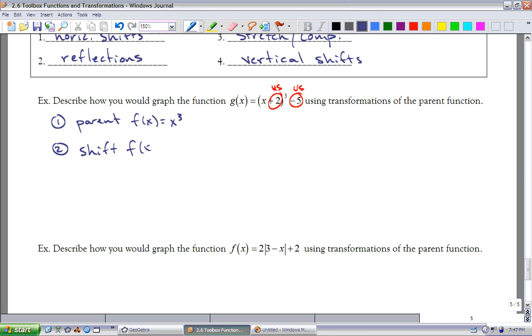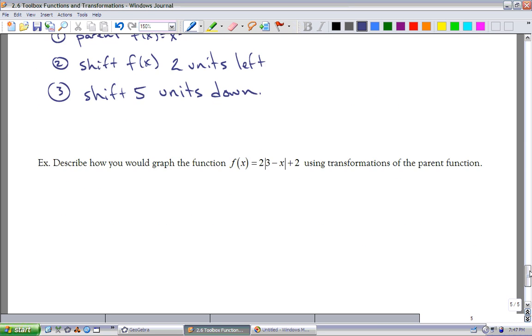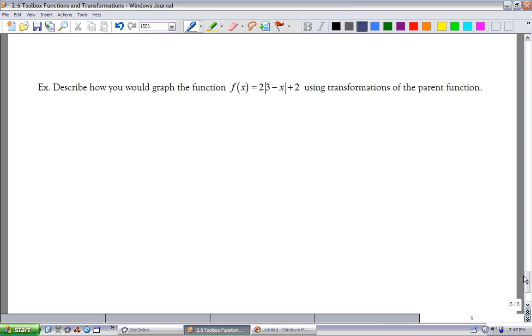We would shift f of x first 2 units left, because it's plus 2. Third, you would shift then again 5 units down. Okay, and that would achieve our graph. Now the next one's a little trickier, because it has something else. Alright, let's look at this.